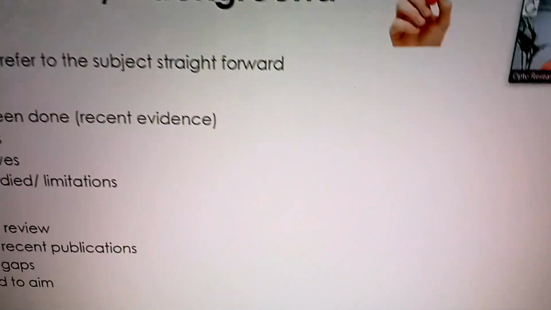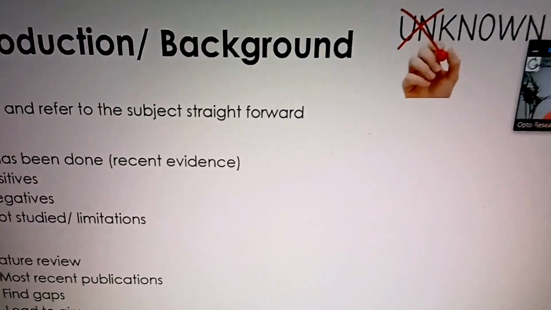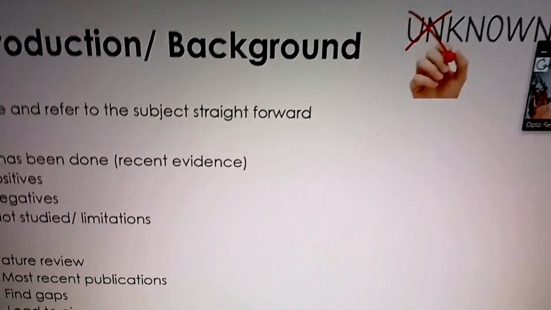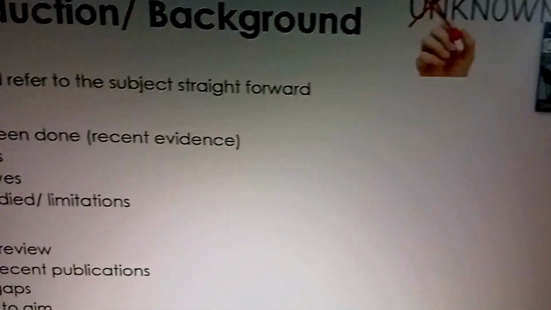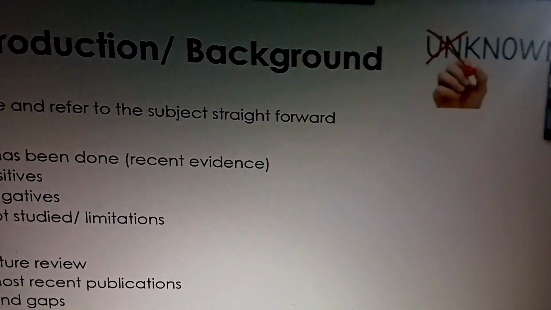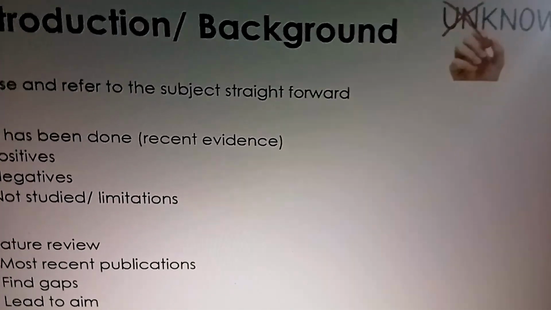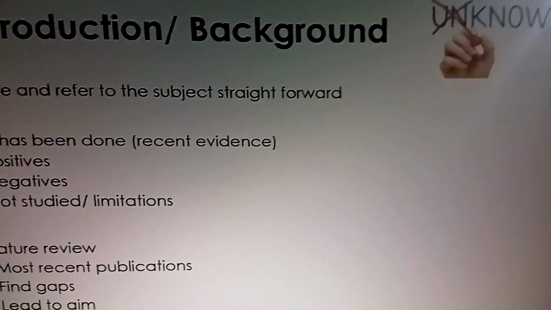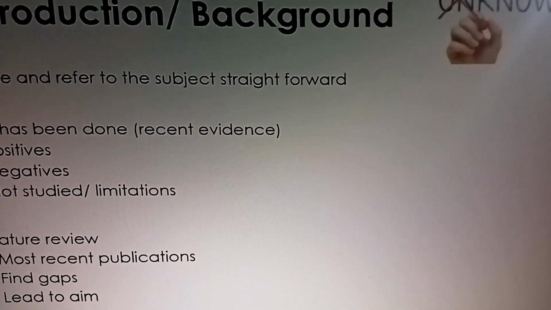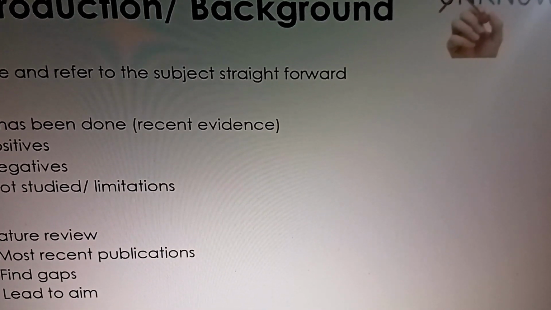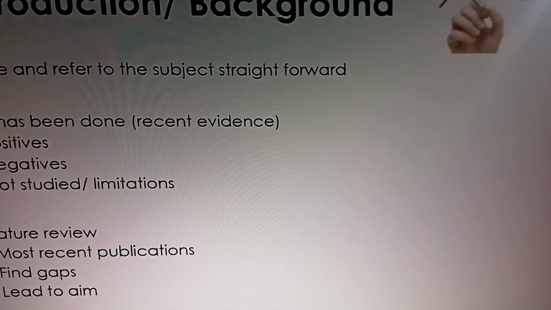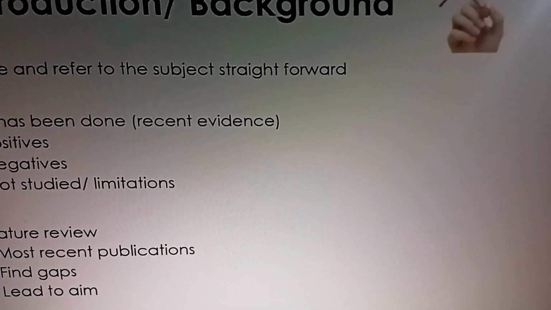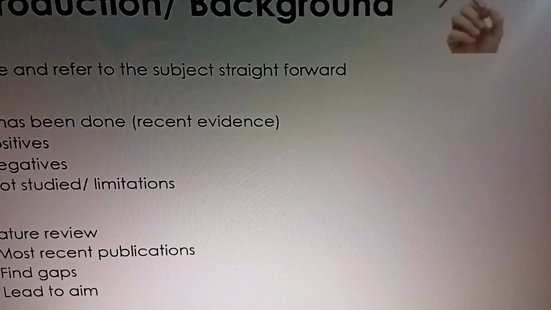The introduction always has two to three paragraphs. You start with the basic introduction about the disease condition, go on with the evidence available, and do the literature review. Usually take the most recent publications and find the gaps. That leads to the aim of the paper. So the last paragraph of the introduction, the last couple of lines, should lead to the aim of what you want to study.